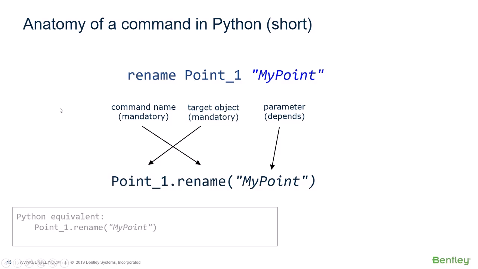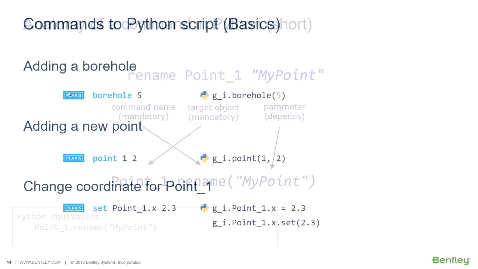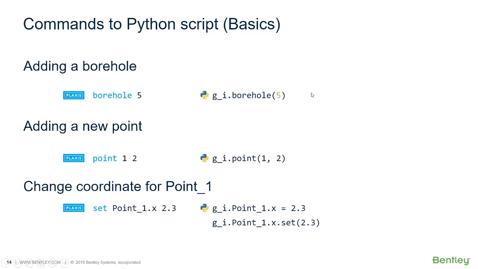Now, if we look at the anatomy of a command, we have this rename point1 to my point. In Python, we have this target object, we put it first, then we add a dot, then we apply the command for which it's being used, and then we have the parameter here for my point. So with this option, we can rename point1 to my point. So this is slightly different from the command line.